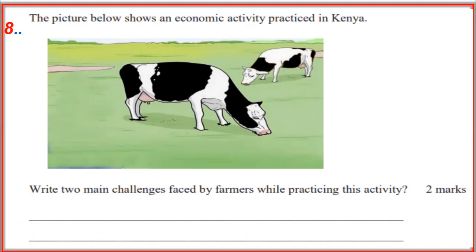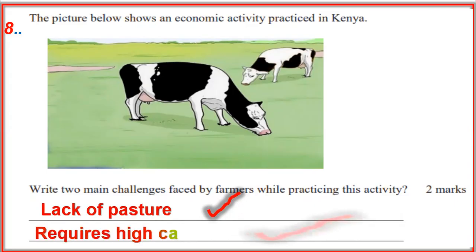While practicing this activity, number one can be lack of pasture. Remember, this is dairy and they require enough fodder or pasture, and it's done in highland. So that might be a challenge. The other one is requires high capital to start. You need to buy the animal, you need to locate the place, the pasture, and fulfill all the conditions that are necessary for the rearing of these animals.